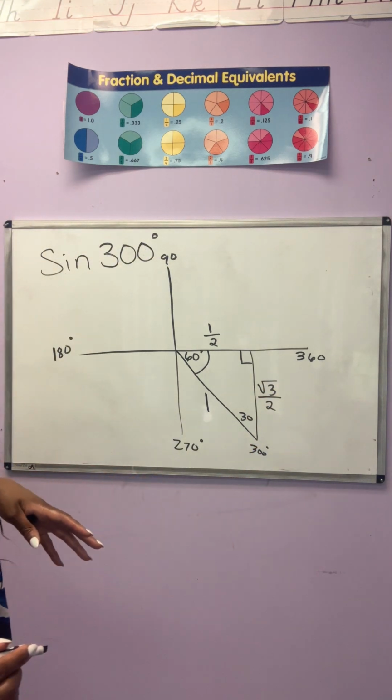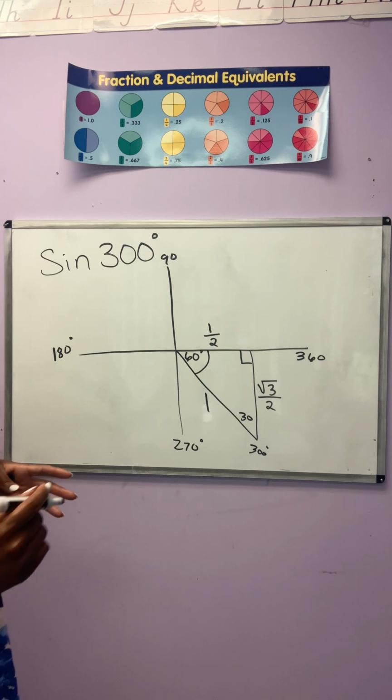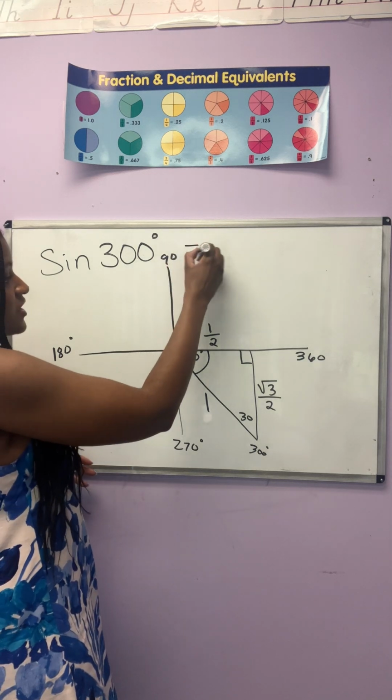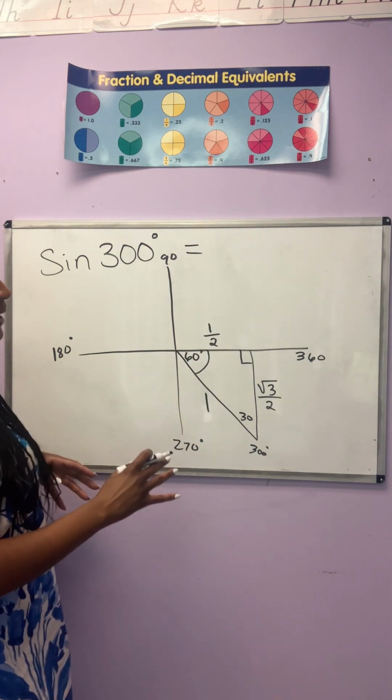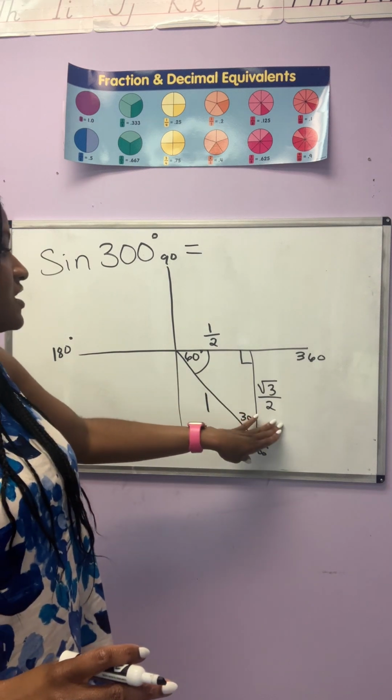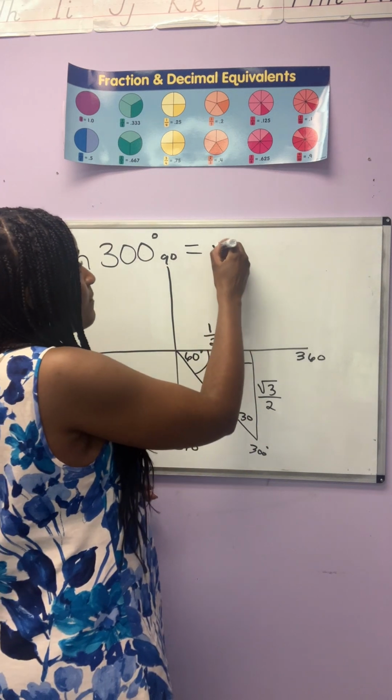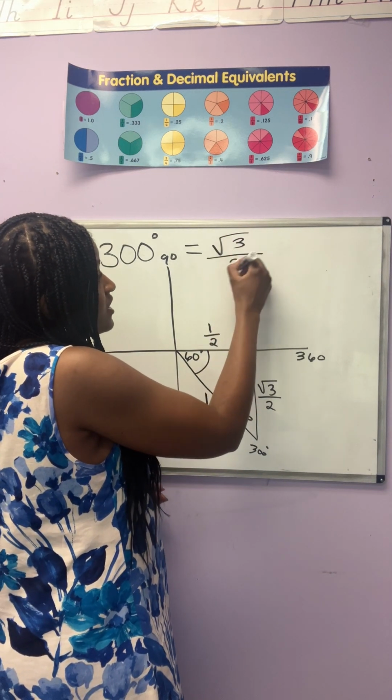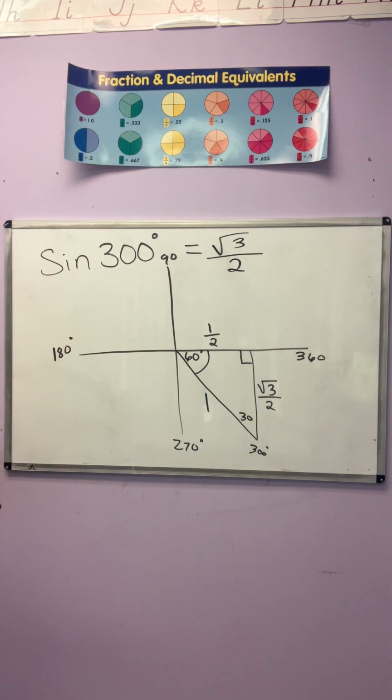So if I have an angle that's sine 300, sine, remember, is opposite over hypotenuse. So opposite is square root of 3 over 2, over the hypotenuse of 1. Anything over 1 just stays the same. So that's my sine of 300, square root of 3 over 2. Okay, let's try another one.